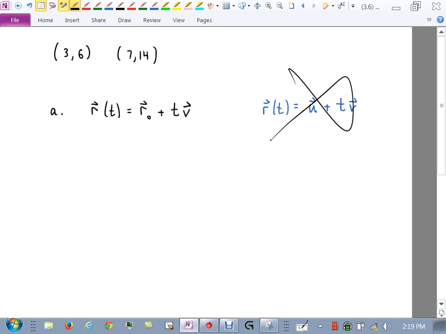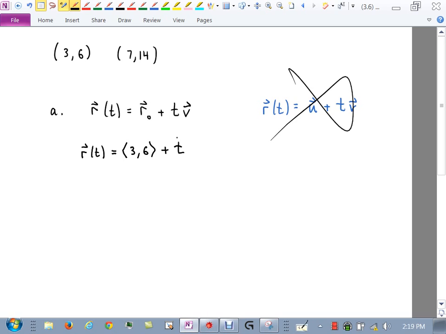All right, let's start with that. Do we have r naught? Where does r naught come from? r naught is a vector, but it's actually the vector that goes from the origin to either one of the points on the line. So I get to choose. I can use (3, 6) or (7, 14). Now, when I write it in here, I have to write it in vector form. So angle bracket, I'll use 3, 6, plus t times v.